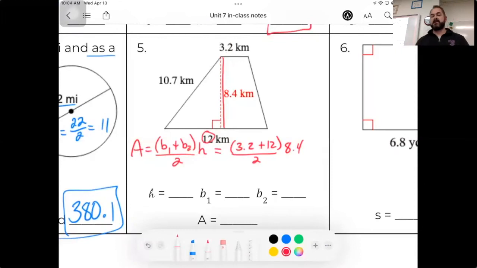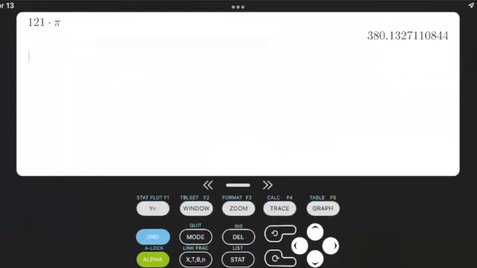When you enter this in the calculator, you have to use the parentheses or do it one step at a time following the correct order of operations. I would encourage you to just put it in the calculator like this: parentheses, 3.2 plus 12, then close the parentheses, then times the 8.4 for the height, and then divide by 2 at the end. Now, you can actually do divided by 2, then times 8.4, and it'll still work. But we should get 63.84 for this answer.